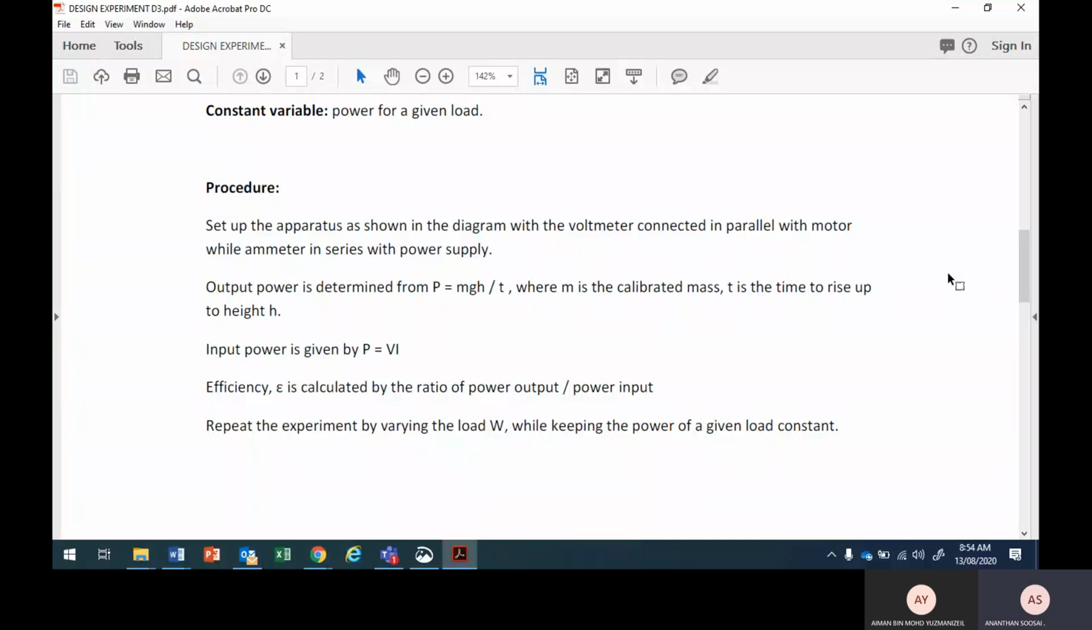Output is mgh over time. In the exam, don't write just mgh over time, and don't expect the examiner to know what m, g, and h are. They will know m is mass, but you must state mgh over time, where m is mass, g is gravity, h is height. You have to state what the symbol represents.